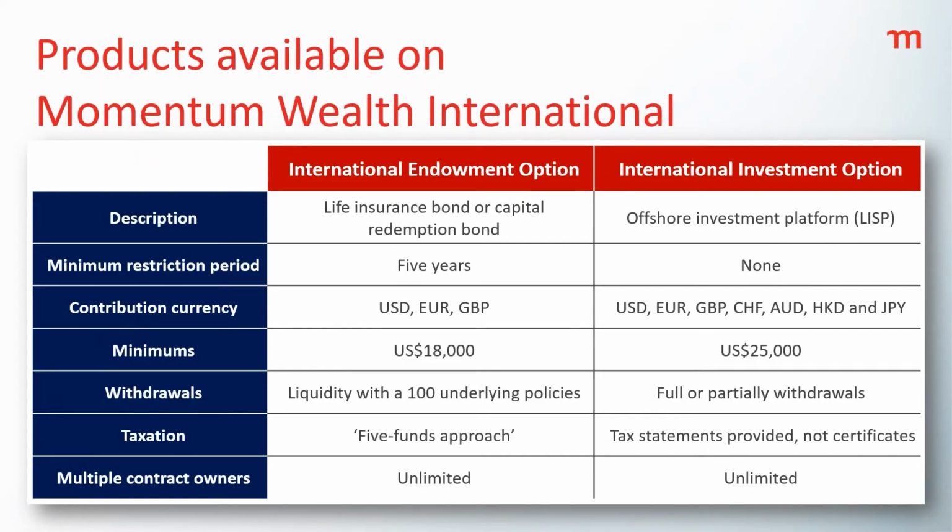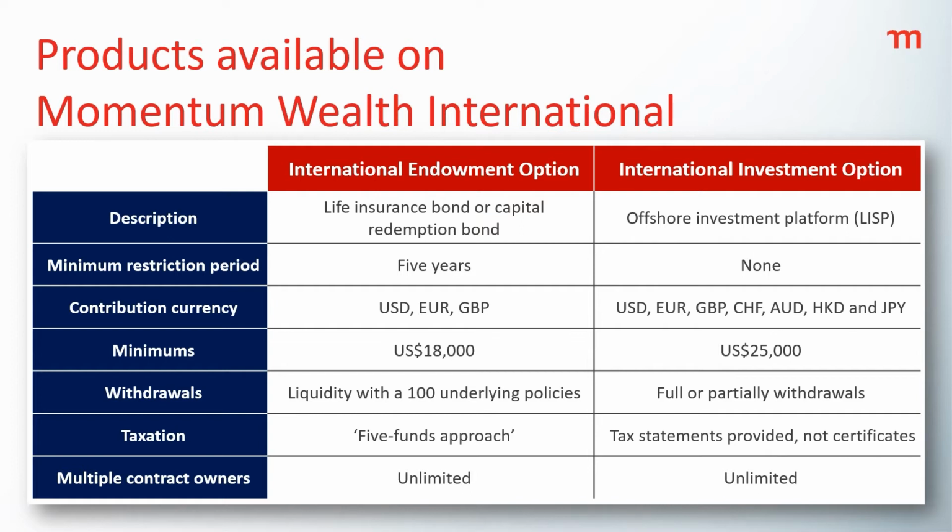There are two products to choose from on the Momentum Wealth International platform. They are the International Investment option and the International Endowment option. The International Investment option requires a minimum investment of $25,000 or currency equivalent. It does not have a specific term. Withdrawals and additional investments can be made at any time. Tax statements are sent to the client to be dealt with in their own hands at their own marginal rate, and each contract can have unlimited contract owners.